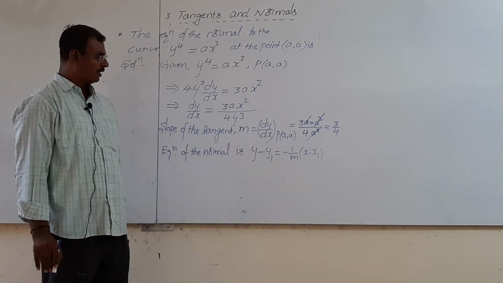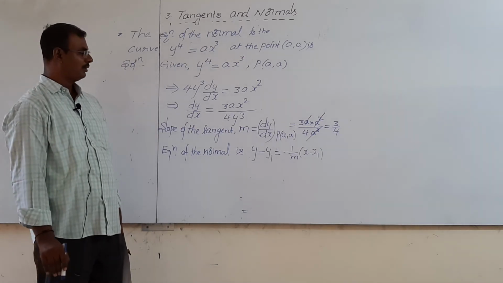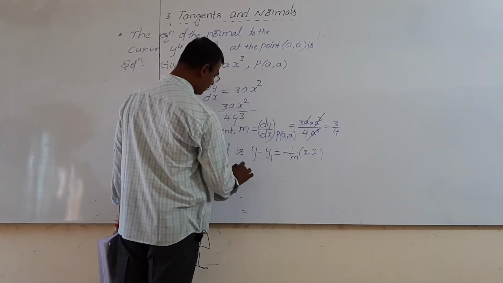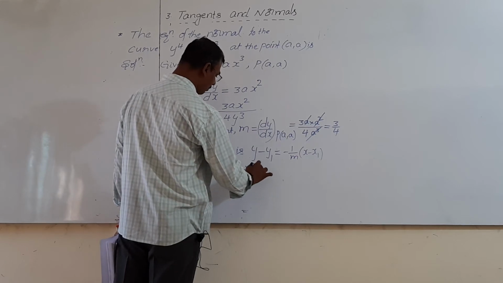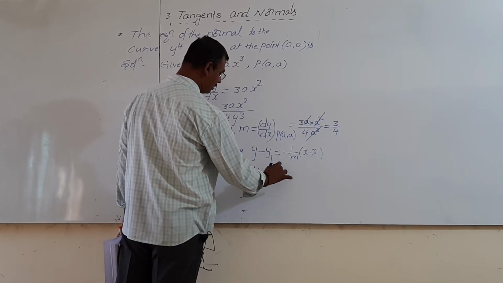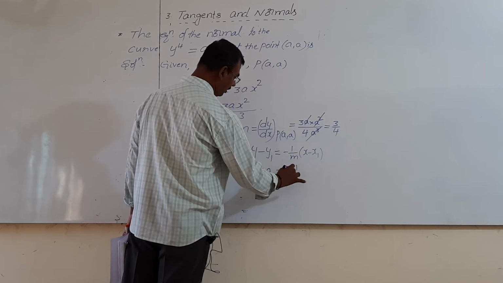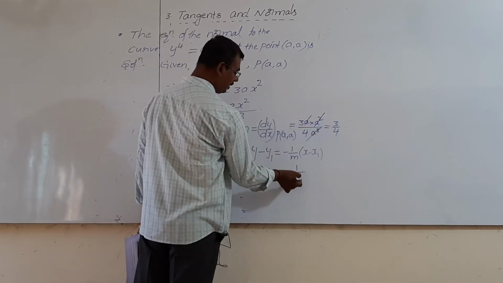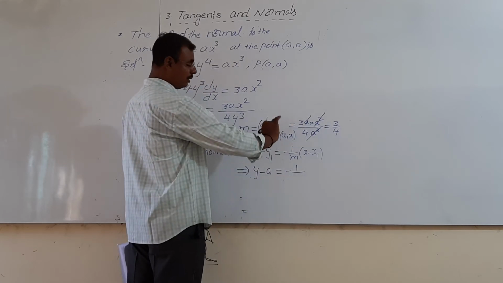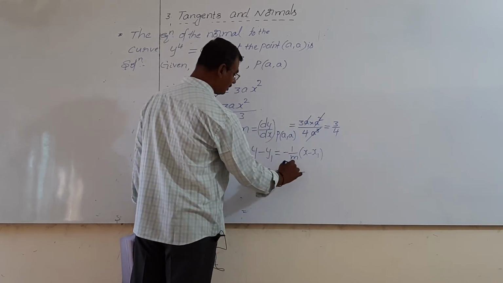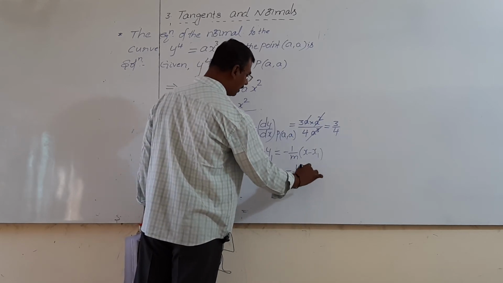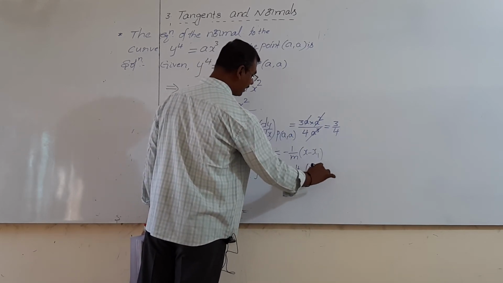Y minus y1 is equal to minus 1 upon m into x minus x1. Substitute the values and simplify. Y minus a is equal to minus 1 divided by m. What is the m? 3 by 4. So we invert the fraction, it becomes 4 by 3. Bracket x minus x1 is a.